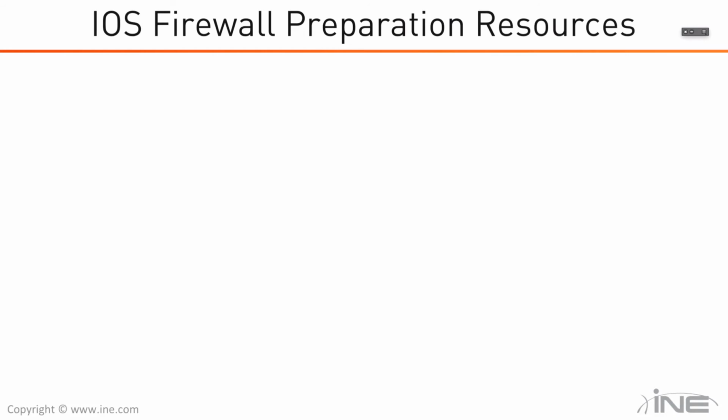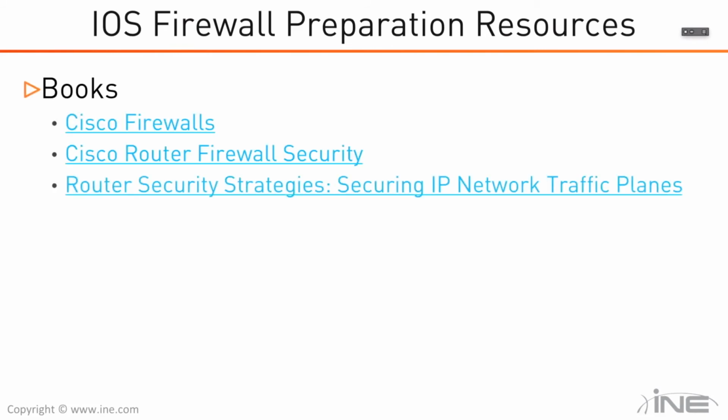Now, as your preparation resources, even though I gave a list of books in the introduction of the course yesterday, the relevant books for the IOS Firewall are going to be Cisco Firewalls, Cisco Router Firewall Security, and Router Security Strategies: Securing IP Network Traffic Planes. Before we get going, I want to show you a couple of things about those books. They are quite old books, and you don't necessarily need to read everything.